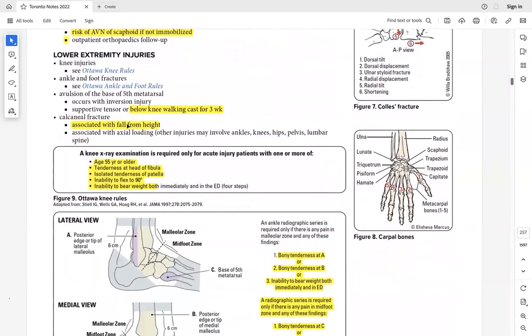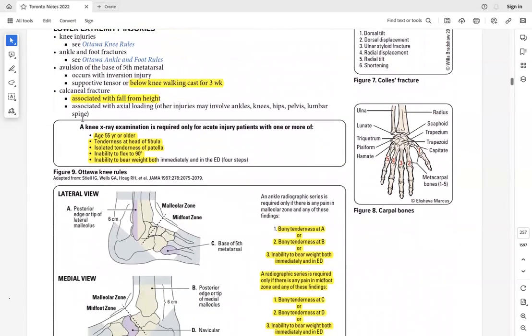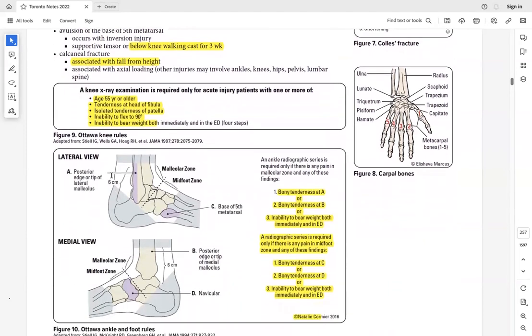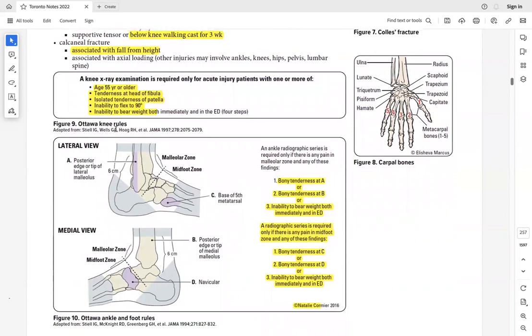Then we should know the Ottawa knee rule and ankle and foot rule. So what is the knee rule? If somebody is coming with a knee injury, we should know when we have to do an X-ray of the knee, and for any history of injury to the foot, when we have to do an X-ray of the foot or the ankle. Remember, they do not want any unnecessary investigations, even in the emergency department. That is why they have created these rules.